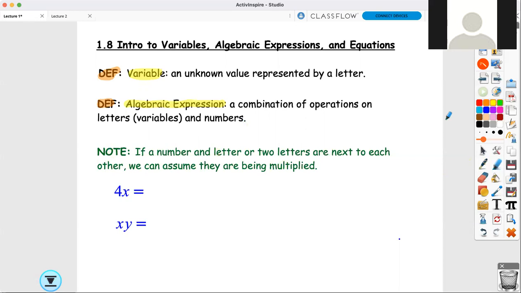Note. A note is pretty much a statement where I'm explaining to you a concept, or giving you something to avoid confusion. So look at this here. It says, if a number and letter or two letters are next to each other, we can assume they are being multiplied. So for example, 4x is the same thing as 4 dot x. It's the same thing as 4 parentheses x. These are all the different notations of how we can see multiplication.